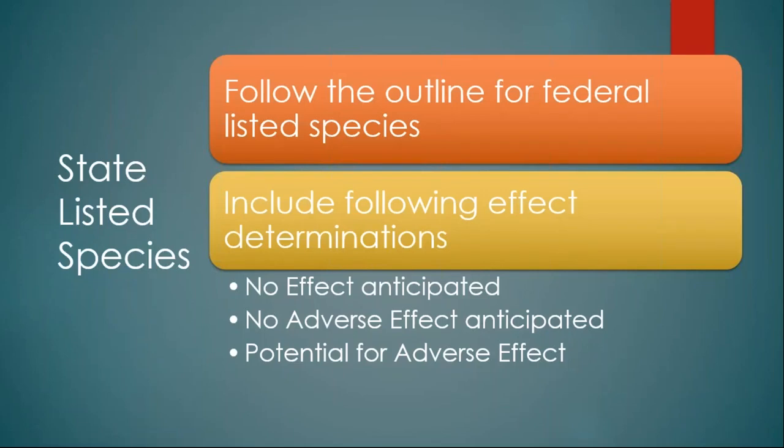For state listed species, we generally follow the outline for federal species, but the effect determinations are going to be a little bit different, and we want them to be different so we can clarify what's federally protected and what is state listed as well. The appropriate effect determinations would be no effect anticipated, no adverse effect anticipated, or potential for adverse effect.